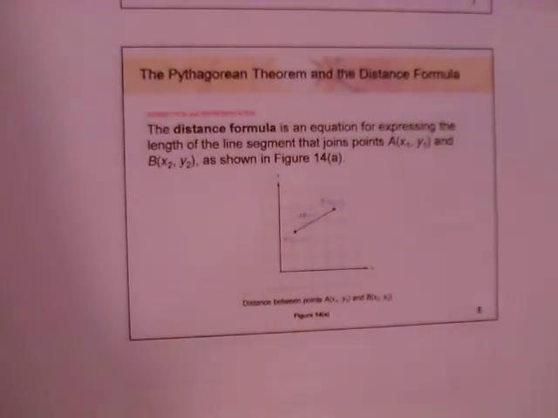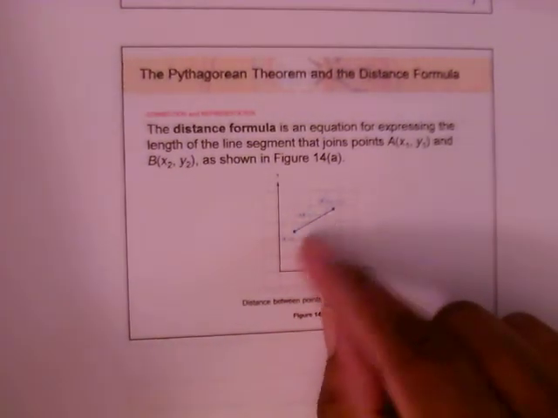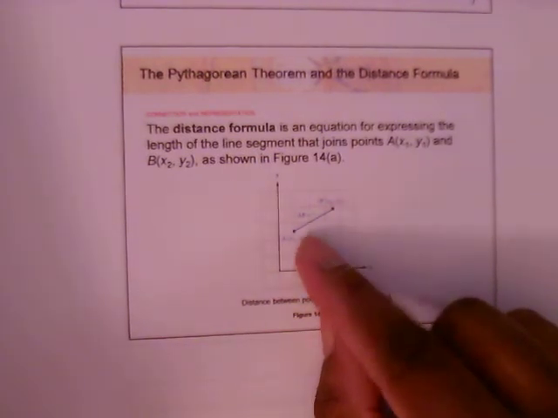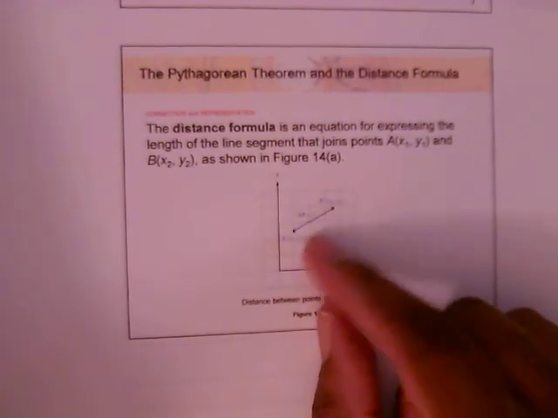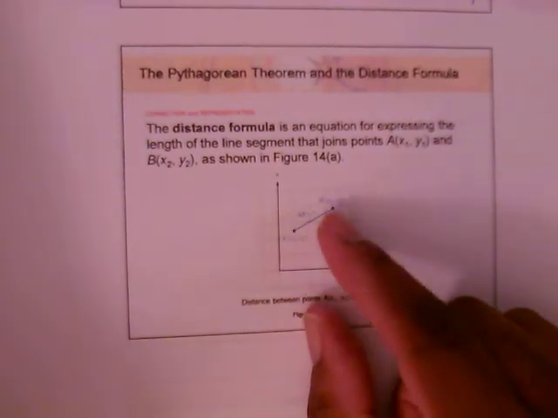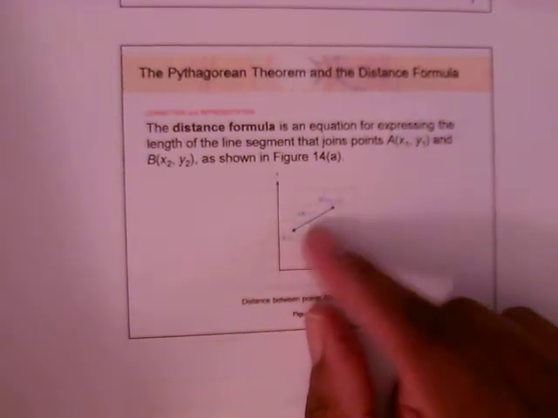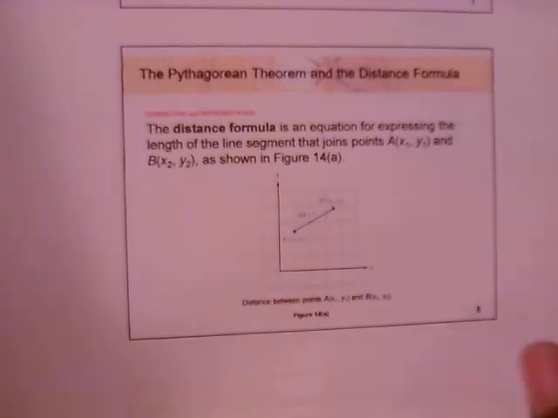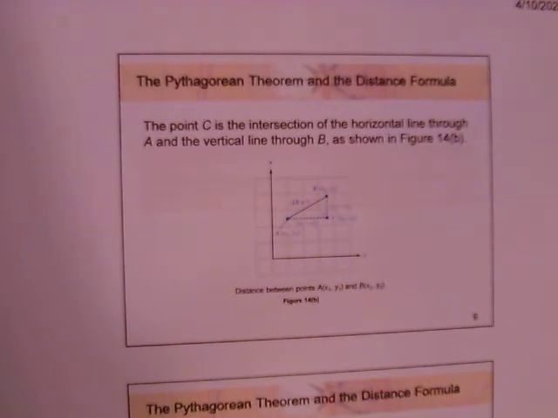Now, the distance formula is an equation for expressing the length of the line segment that joins points A, which is (x1, y1), and B, which is (x2, y2), as shown in this figure. Here, this is an oblique line segment, and I want that distance. It's not obvious here, so here's how we can derive our distance formula for that situation.